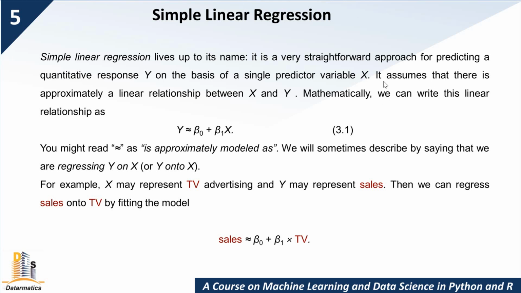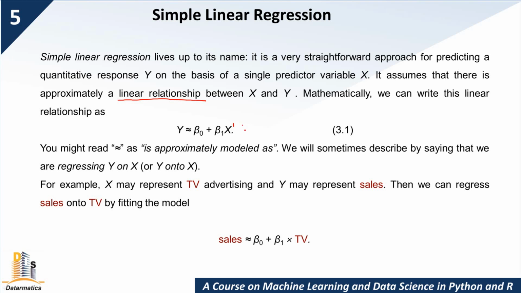So simple linear regression assumes there is approximately a linear relationship between x and y. So take note, we are assuming a linear relationship. So whatever function we are going to come up with is going to be linear. The x always should have the order of 1, or the function will have the order of 1.